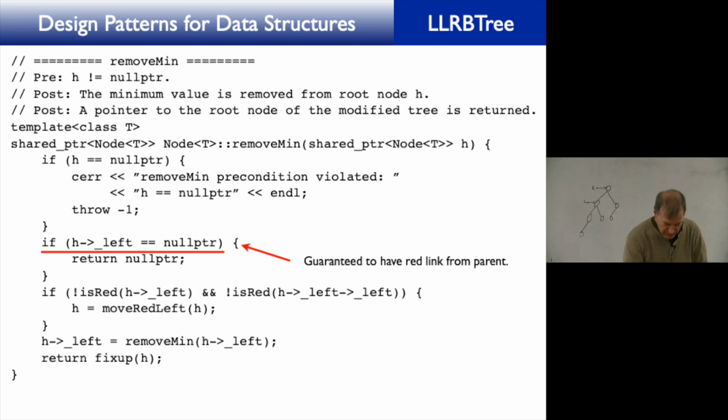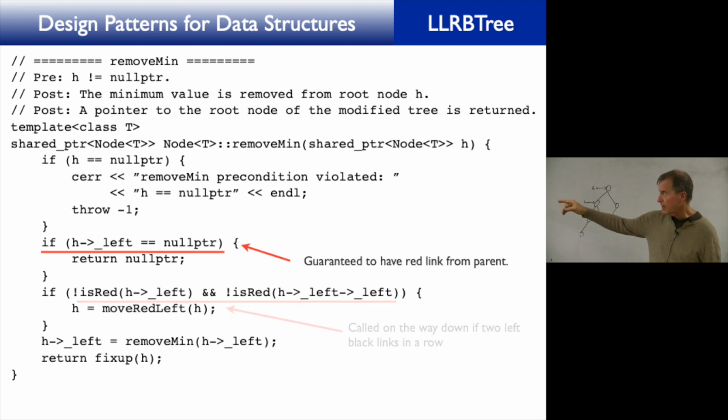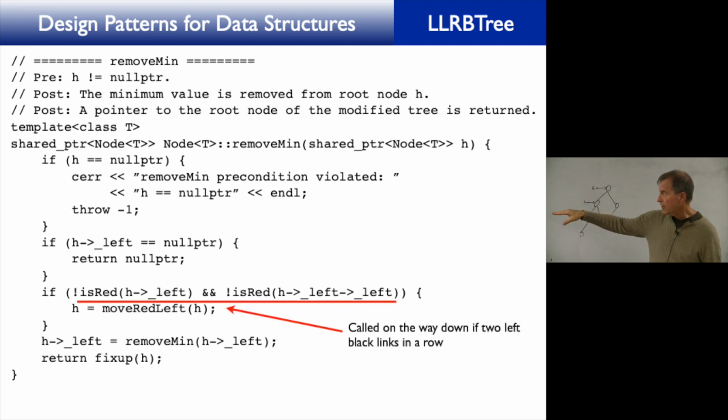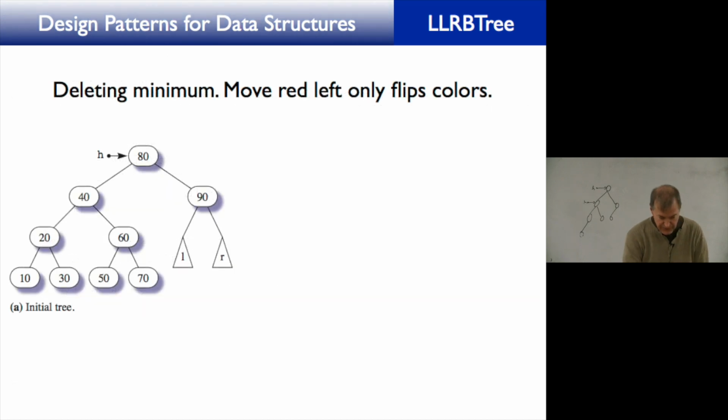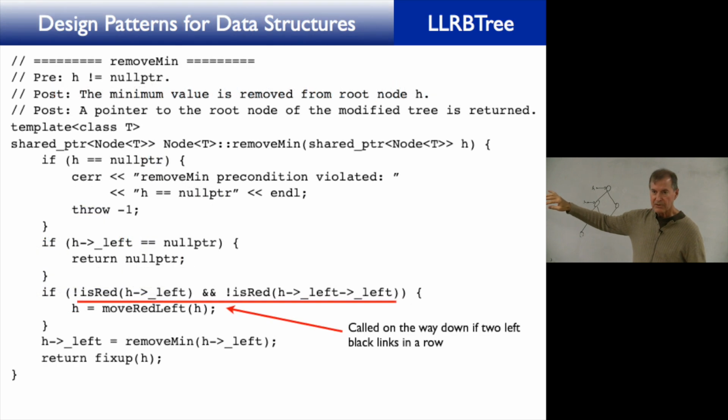All right? So now, let's go back to our code. What we're doing is we're deleting the min. And so what does our code say for delete min? It says if H arrow left equals null pointer. That's not true, right? If is red H arrow left and is red H arrow left arrow left. So is that true? Is that true in part A of the figure? It's black from 80 to 40, and it's what? Black from what? 40 to 20. So that's true. Are you with me?